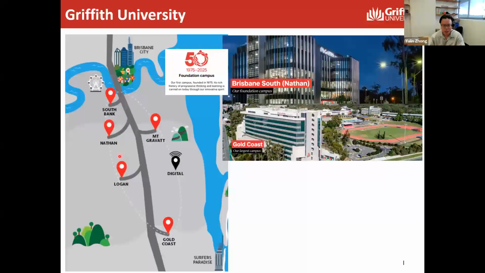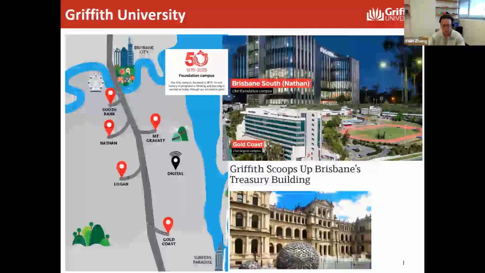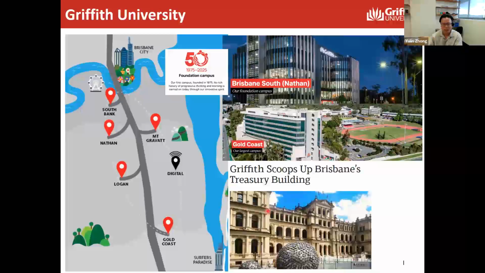We also have another big campus, actually the biggest campus, at Gold Coast, and I was fortunate to spend 5 years of my time there. The other news is that we are expanding across the river. We are buying or leasing this iconic Treasury Building in the CBD area, which is an expansion of Griffith into the CBD. Do visit us whenever you're free.